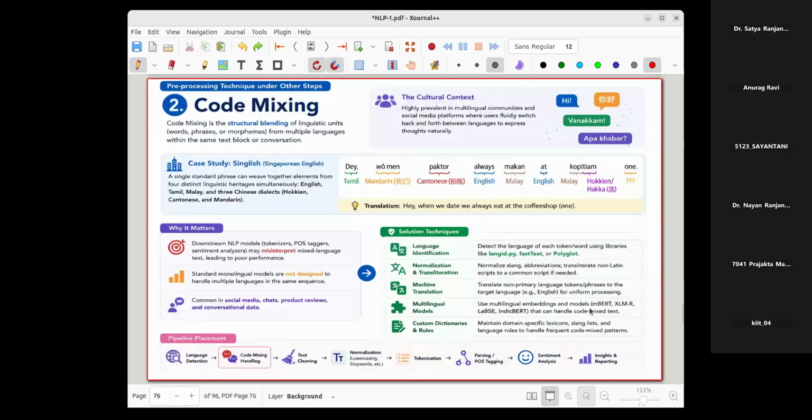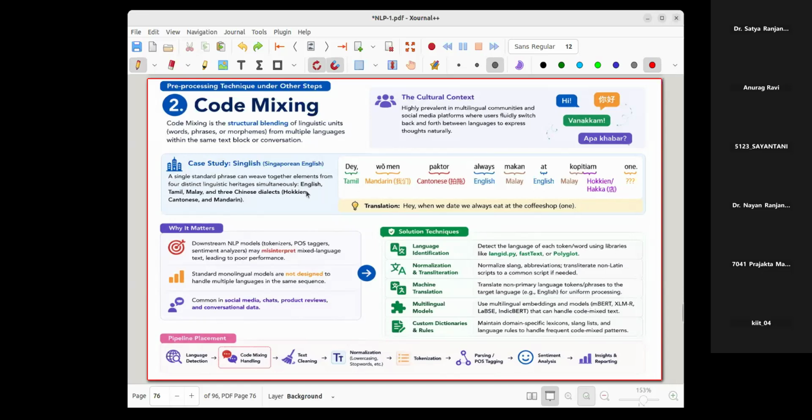Next is code mixing. It is similar. Code mixing means the structural blending of linguistic units, where linguistic units means words, phrases, or morphemes, and it uses multiple languages within the same text. In one text, in one sentence, different words are written in different languages. Such text is called code mixing text. Code mixing is very common nowadays because people are using social media. In social media, we write in English, Hindi, Odia, mixing everything in one text. So if such text comes, how will you use it for your model? That needs to be identified first. That is called code mixing.